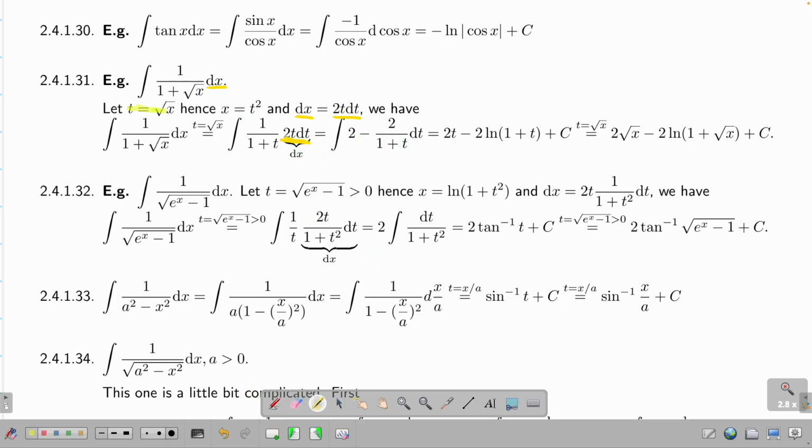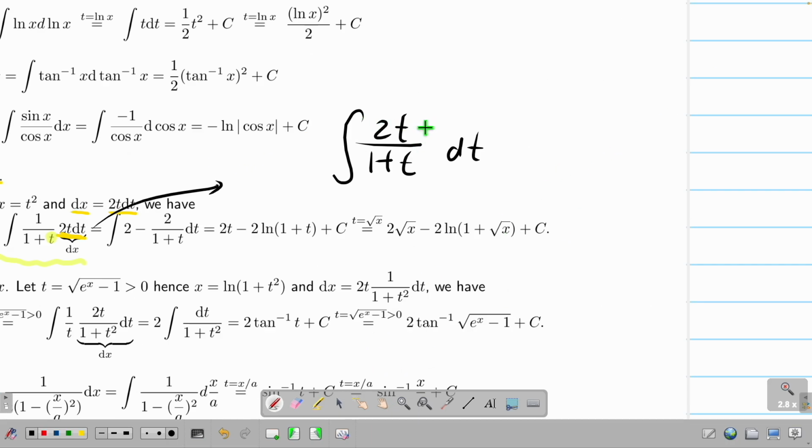And then t is square root x. So now I have everything like this. And then now from here, okay, I have what? 2t times 1 over 1 plus t, right? Then what I'm going to do? Well, I can put a bracket, right? I can do this, right?